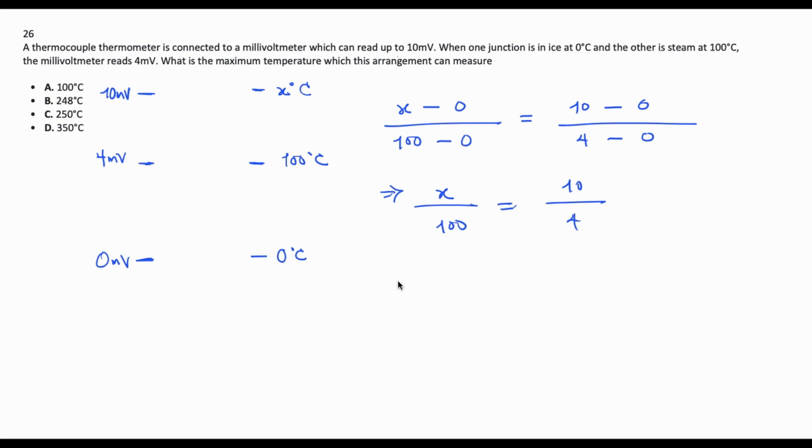Now, if we solve for X, all we do is cross multiply, and we have that X is equal to 10 times 100 divided by 4, which is equal to 1000 divided by 4, and this is equal to 250 degrees centigrade. So the maximum temperature that can be measured, X, is equal to 250 degrees, which is C here.